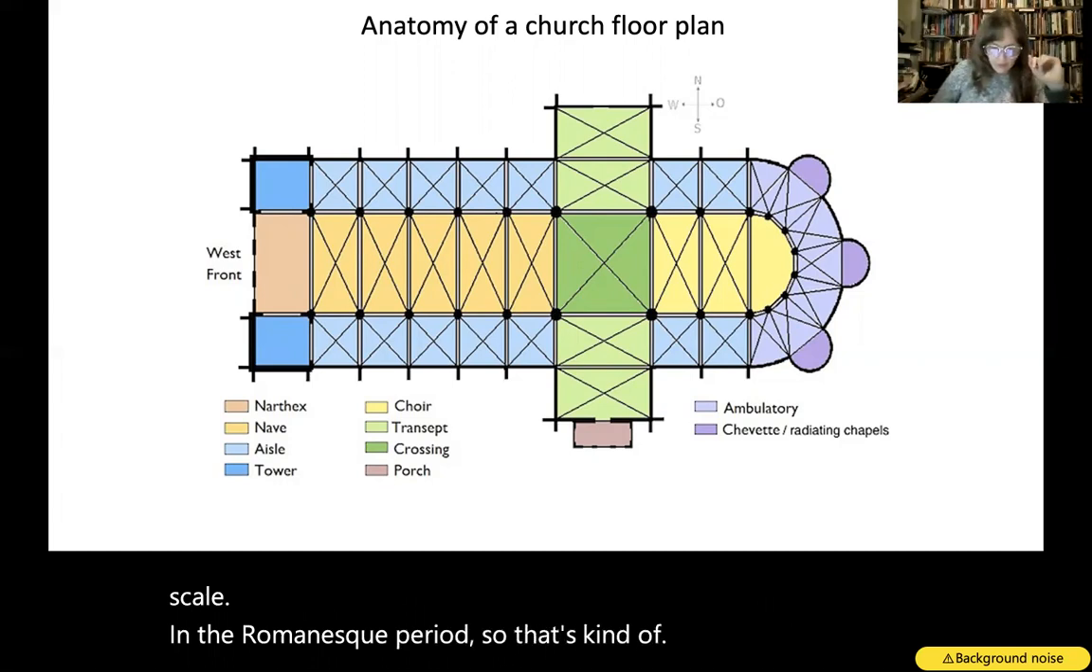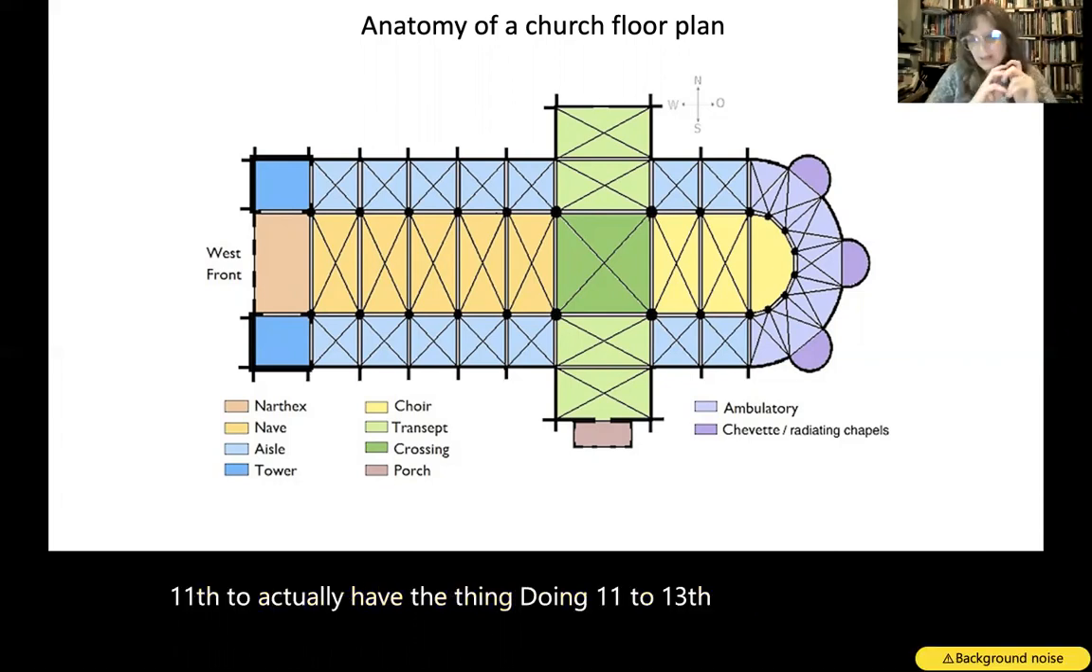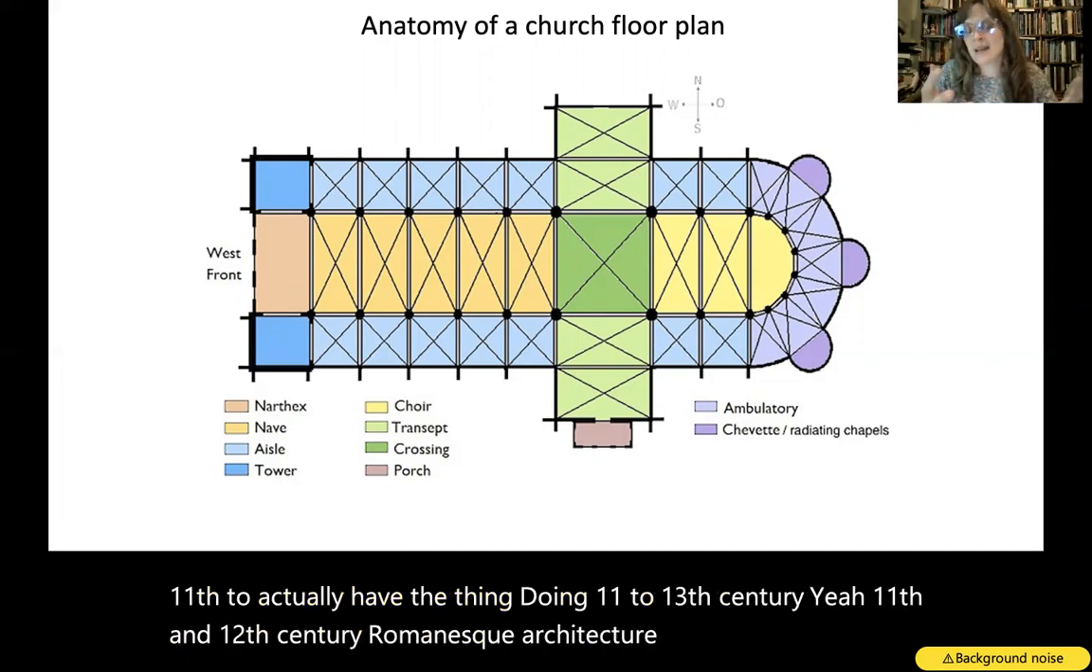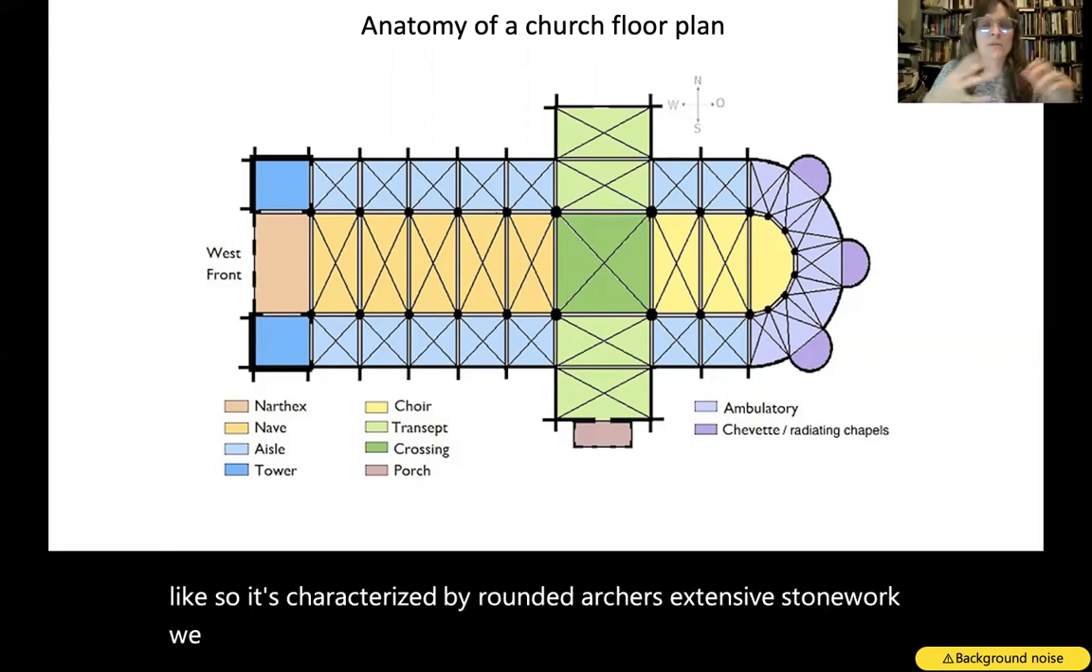That's the 11th and 12th century Romanesque architecture, and it means Roman-like. So it's characterized by rounded arches and extensive stonework. We get the beginnings of sculpture on the outside of churches.